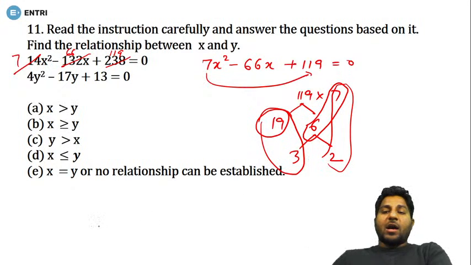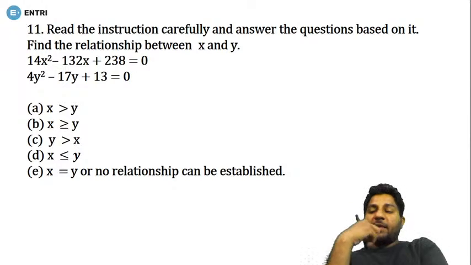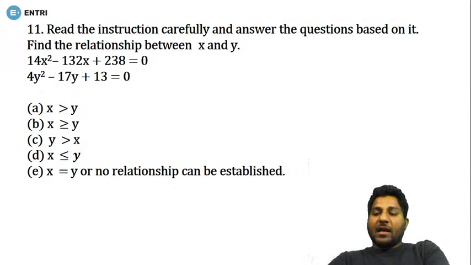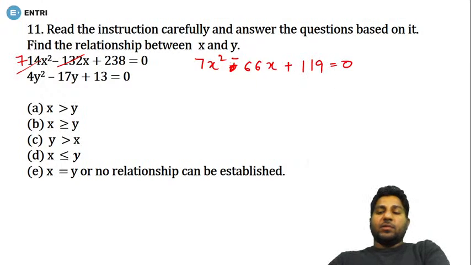So how you are going to do that? Are you going to do this? Come on, tell me how it will become the factor. Come on, I want you to perform well. Look, first step you should do simplify it with 2. Okay, so it will become 7x square minus 66x plus 119 is equal to 0.